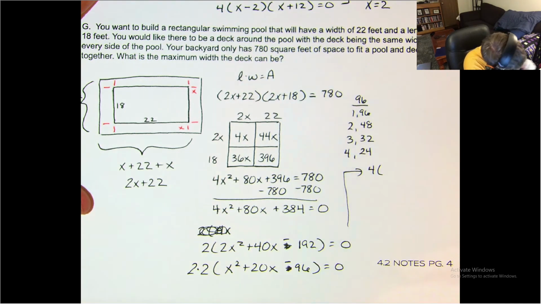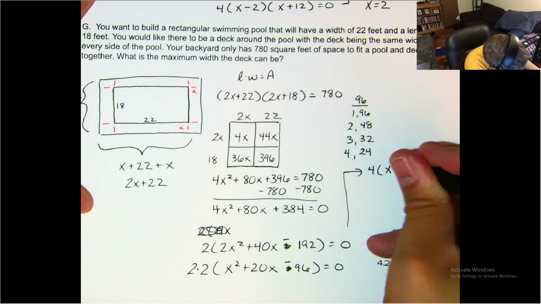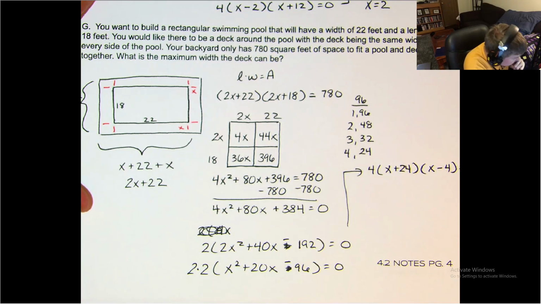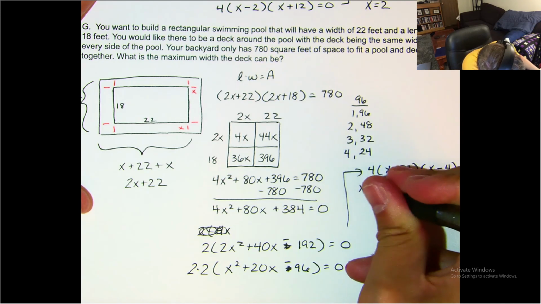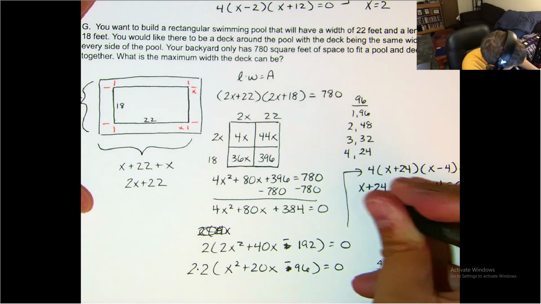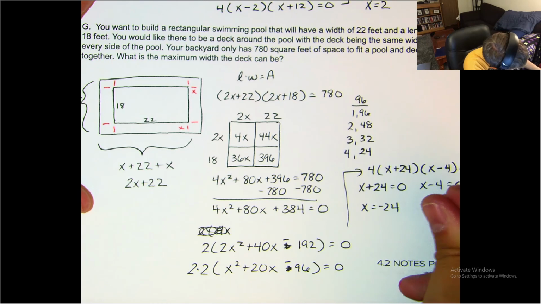So we know that my 24 is going to have to be positive and my 4 is going to have to be negative. So x plus 24 times x minus 4 is equal to 0. This 4 came from 2 times 2. So x plus 24 is equal to 0, or x minus 4 is equal to 0. Subtract 24 to find x is negative 24. Add 4 to find x is equal to 4.